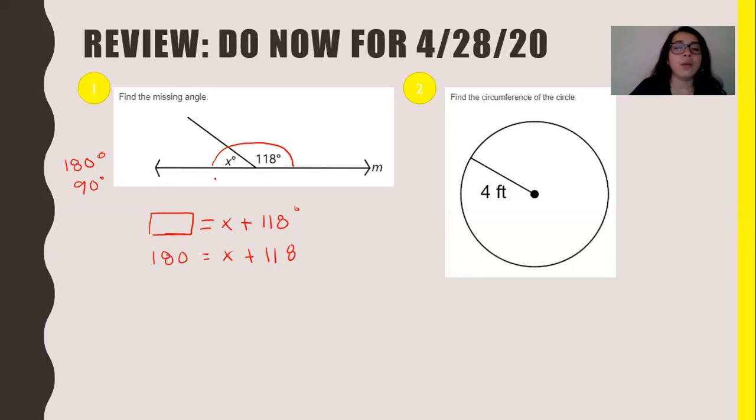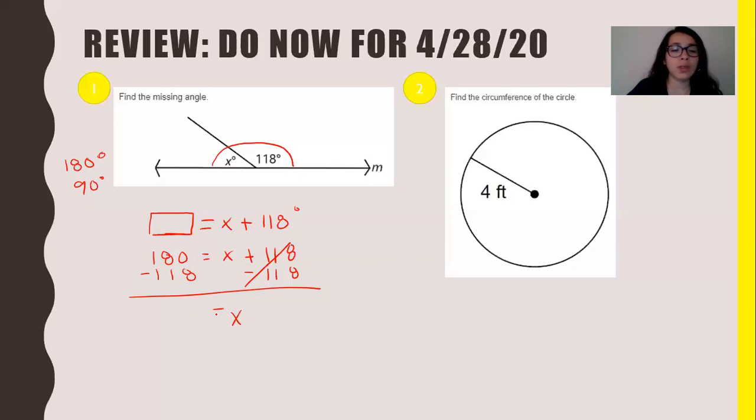Because all of this is 180 degrees, when you put both of these angles together, that's 180. So x plus 118 should be equal to 180. How do I find what my x is going to be? Because this is addition, we go back to solving equations, which we did in Algebra 1. You subtract 118 from each side. Whatever you do to one side, you do to the other side.